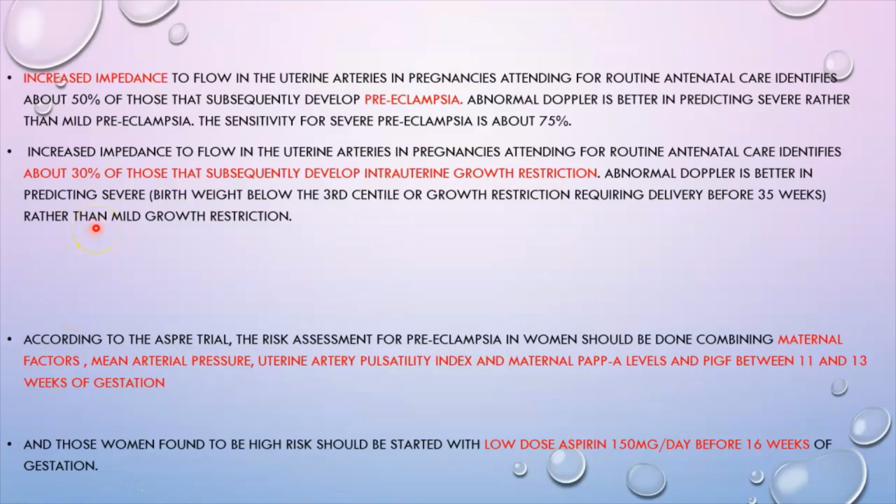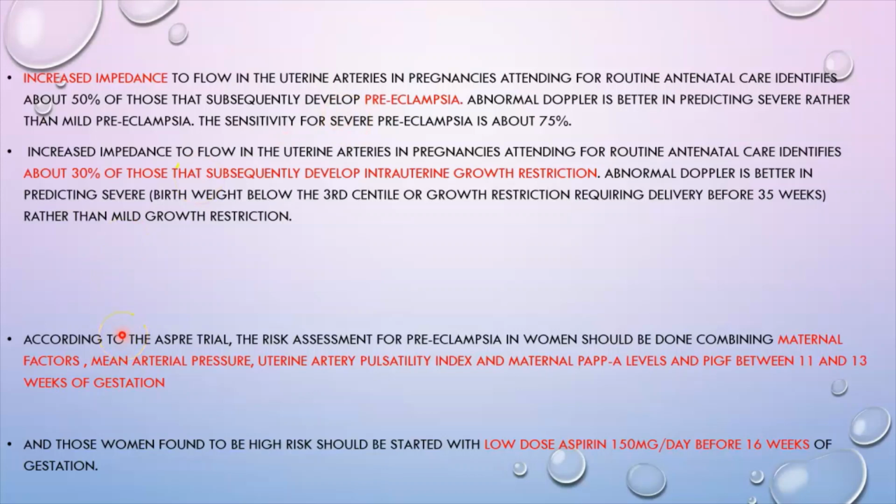Now, very important thing again, increased impedance to flow in the uterine arteries in pregnancies attending the routine antenatal care identifies about 50% of those that will subsequently develop pre-eclampsia. And increased impedance also detects about 30% of those that will subsequently develop intrauterine growth restriction. So friends, you can see how important it is to measure impedance in uterine arteries.